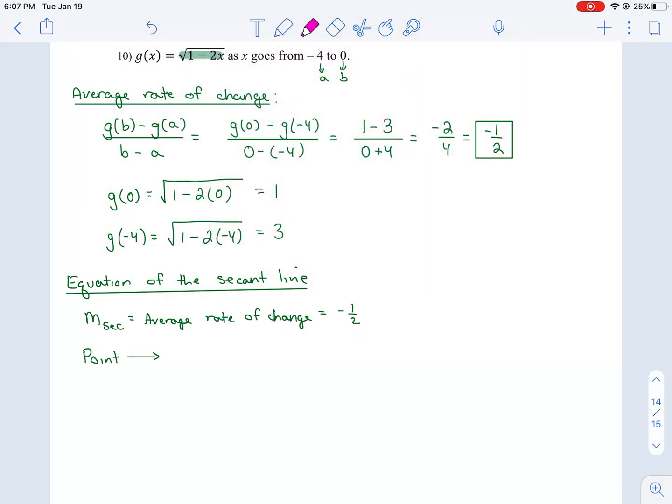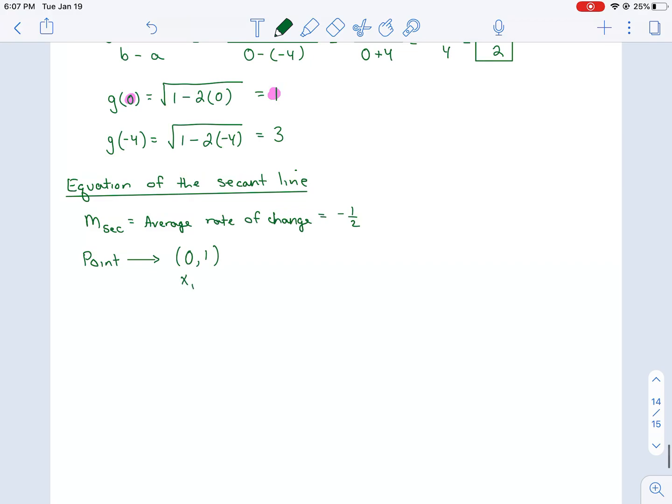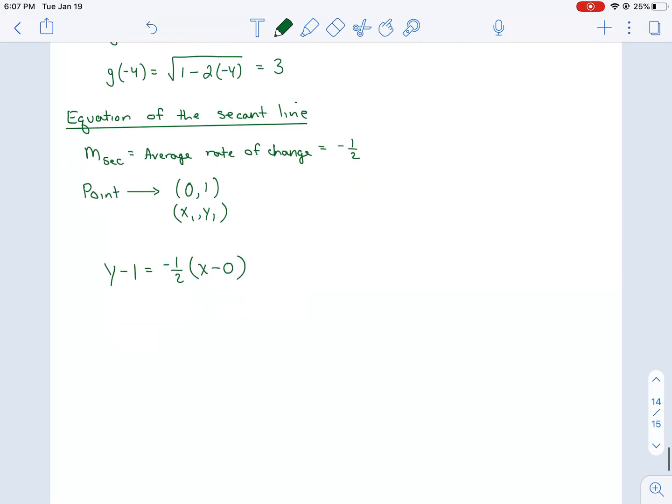So here's the point 0 and 1. I'm using that because there's a 0 and I like working with zeros. They're actually pretty easy to work with. So 0, 1, that's going to be x1, y1. So we have y minus 1 is equal to -1/2 times x minus 0. So I'm going to distribute the -1/2. I'm going to add 1 to both sides of the equation. So it looks like the equation of the secant line is y is equal to -1/2 x plus 1.